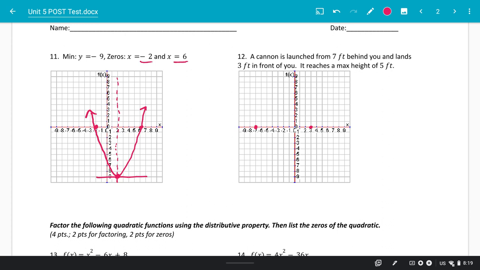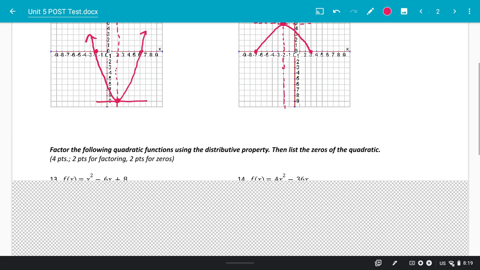1, 2, 3, 4, 5. So that would be -2 would be my exact middle. And it's launched from 7 feet behind, lands 3 feet in front, and it reaches a maximum height of 5. So here's my maximum height. So boom, right there is the vertex. There is my parabola. Again, I think everybody did really well on 11 and 12.